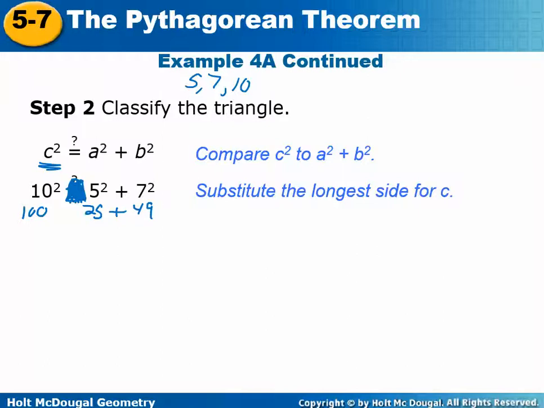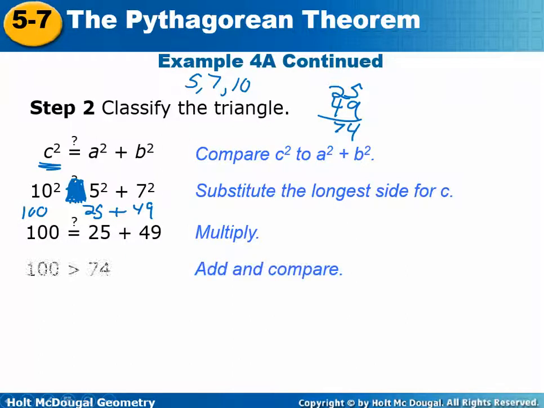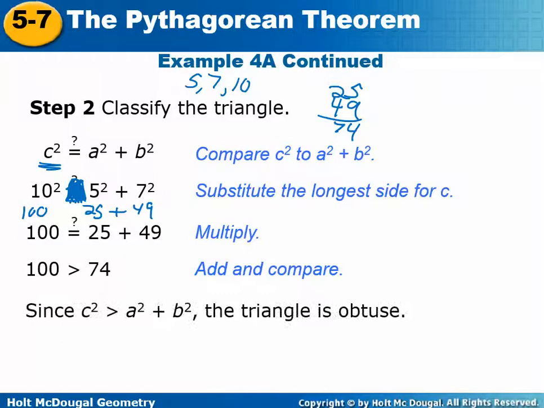So we want to see, is 100 equal to 25 plus 49? Is it less than or is it greater than? So what's 25 plus 49? It's 74. So 100 is greater than 74. So if c squared is greater than the sum of the other two, then it's an obtuse triangle. If this is greater than, it's obtuse. Make sure that c squared is over here on the left side when you compare this.